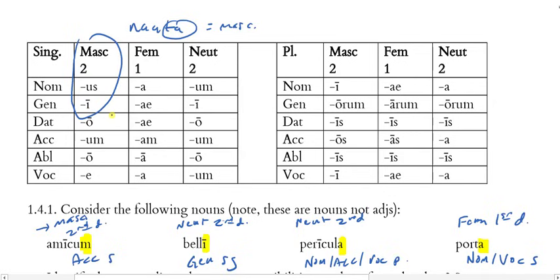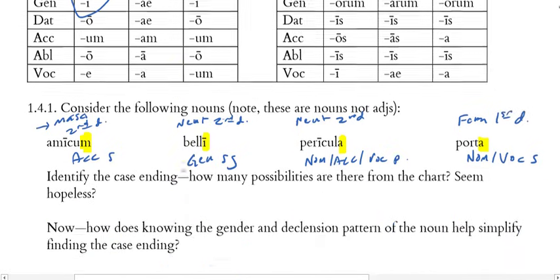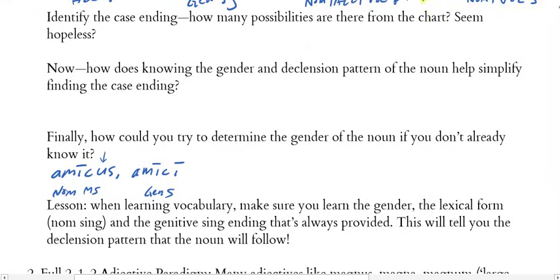Now let's take a look at bellum. Bellum's lexical form is the following. It's bellum and belli. So remember, the lexical form is always the nominative singular form. But what gender is the nominative singular form when it's an M and not an S, as in amicus? That's right, it's a neuter singular nominative form. And notice that its genitive case is belli with the long I.